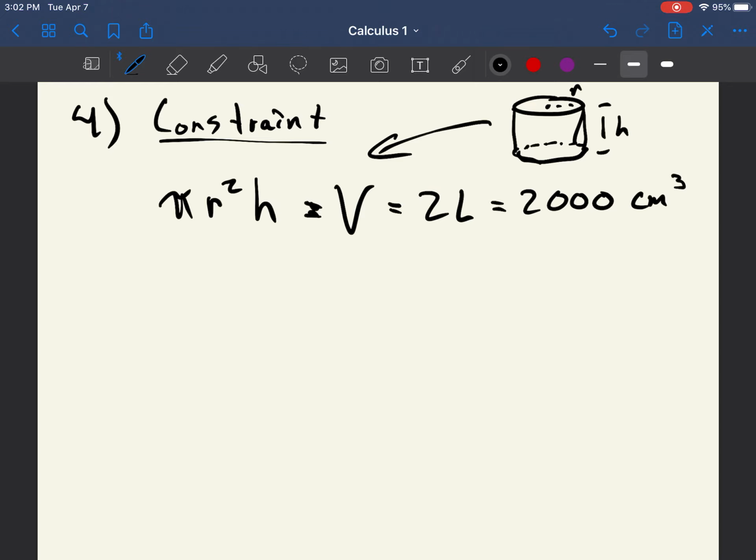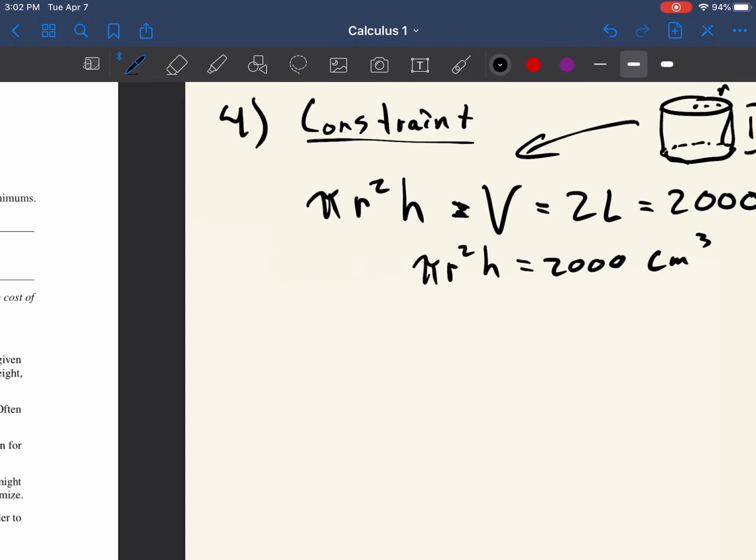Okay, so this gives us an equation. So I'm going to put this all together here. This really gives me my constraint equation, which is pi r squared h equals 2,000 centimeters cubed. Okay, so that's giving me my constraint. This is an equation that describes the constraint. Okay, so that's step number 4.